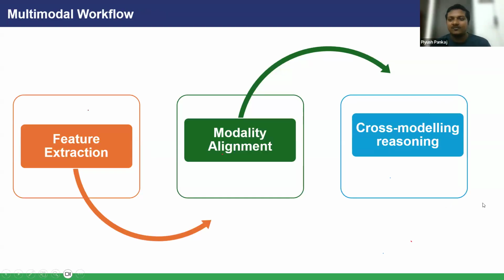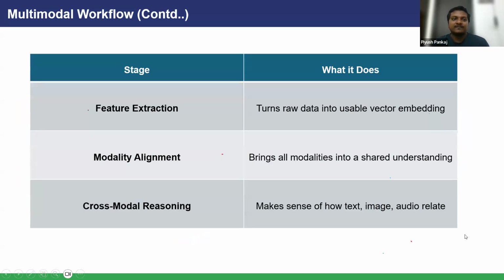How do multimodal models work? What is the workflow? First of all, features are extracted. Feature extraction means, from the input that you have given, let's suppose you have given an image, what are the features of the image? Based on that, the modalities will be aligned for you, and then cross-modal reasoning will be done. Based on different techniques, it will try to give you the response. In feature extraction, it is going to turn the raw data into usable vector embeddings. What is a vector embedding?